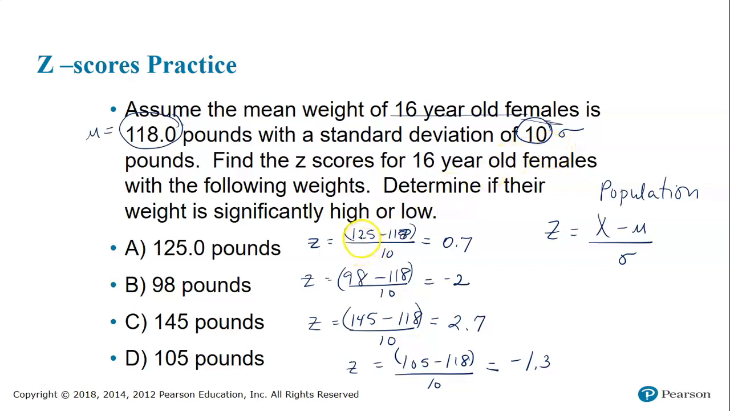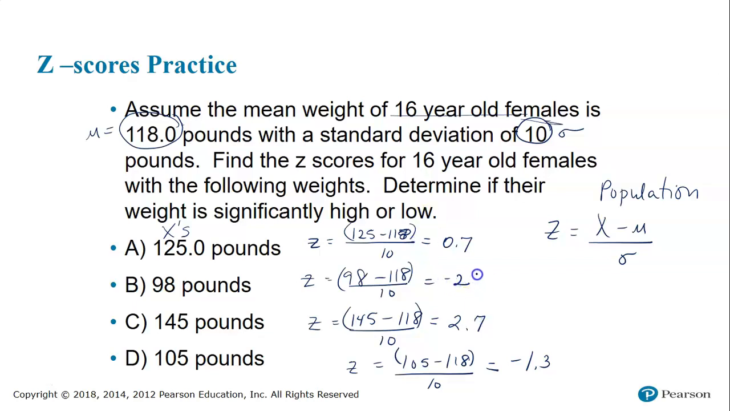So when I go to plug these in, it's still the data value, which are these values given here. These are the x's. Okay, so it's going to be the x minus the mean divided by the standard deviation. Remember to put your parentheses around the numerator. And when we look at these, the only one that is significantly high is going to be this 2.7. And this is actually on the borderline of being significantly low with that.